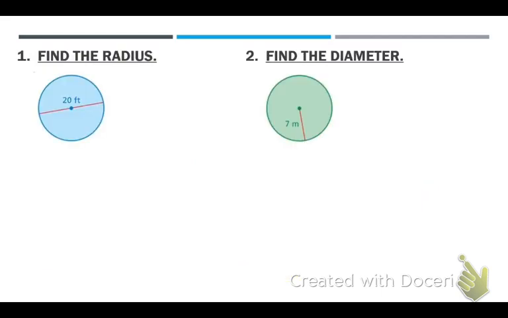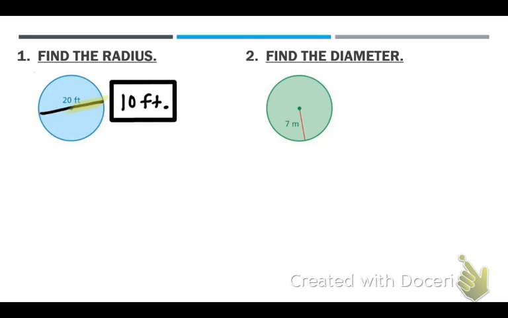Now, using some of that vocabulary, this first thing asks us to find the radius. As you can see, it's given us what the diameter is because that's the distance all the way across. And the radius is exactly half. We only want to know what half of this distance is, which half of 20 is 10. So the radius is 10 feet.